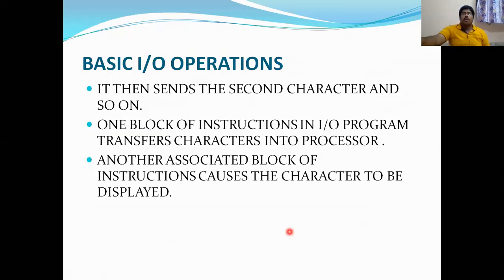One block of instructions in the IO program transfers characters into the processor. Another associated block of instructions causes the character to be displayed. That means one block of instructions transfers data from input to processor. Similarly, from processor to output, there is a transfer of data. That's what they have mentioned here. Is it clear?